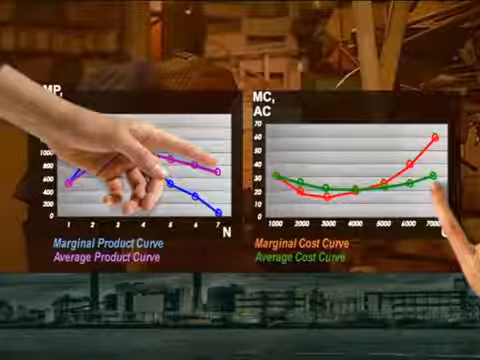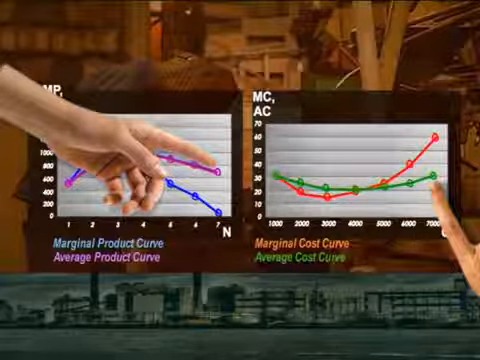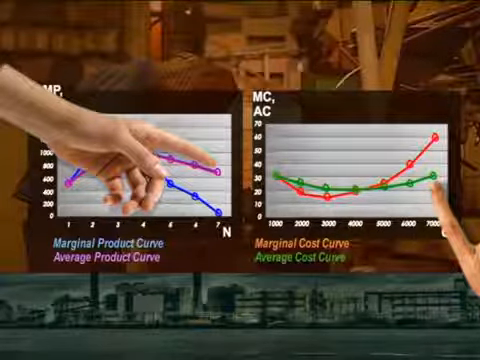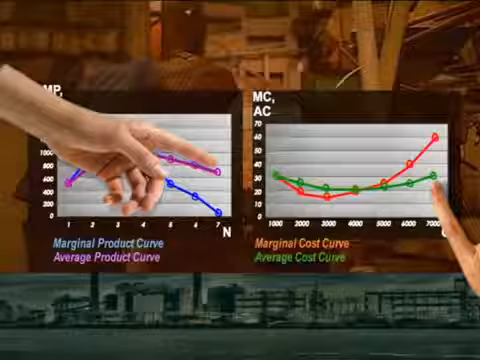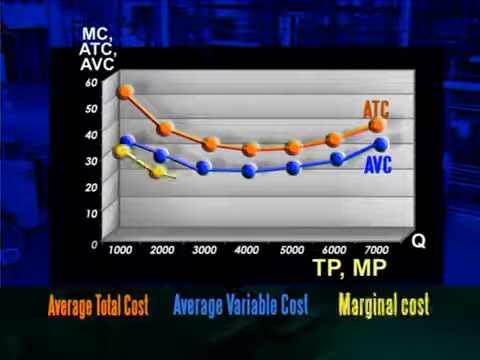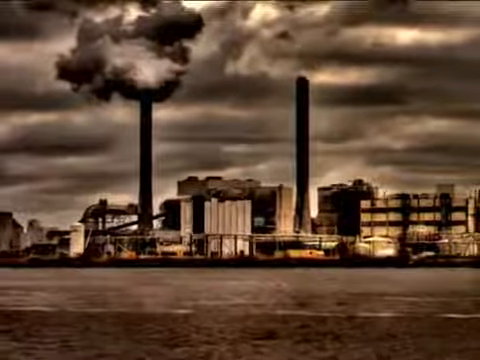The same relationship can be seen between the average product and the average variable cost curves. We've now looked at different costs and the law of diminishing returns.